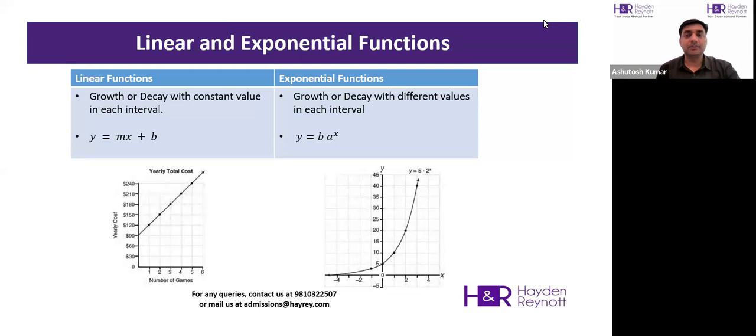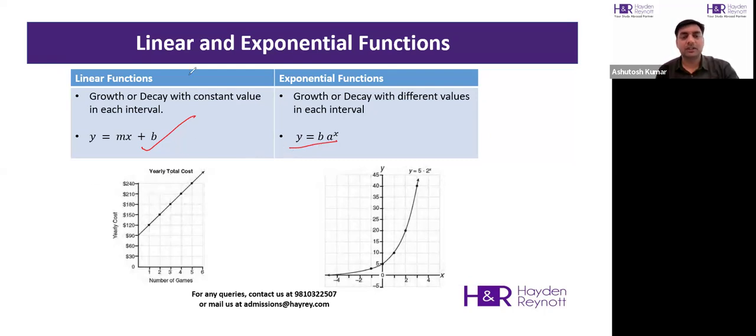Another important part is the formula. In a linear function, you get the equation y is equal to mx plus b, where m represents the rate and b represents the constant value. While in the case of an exponential function, you get y is equal to b a power x, where b is a kind of initial value, and a is a kind of multiplier, raised to the power x. x is the input, y is the output in both cases.